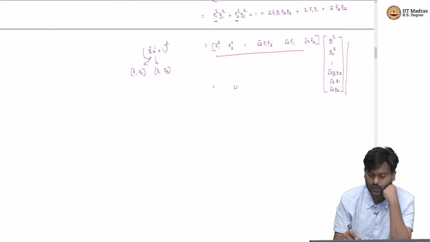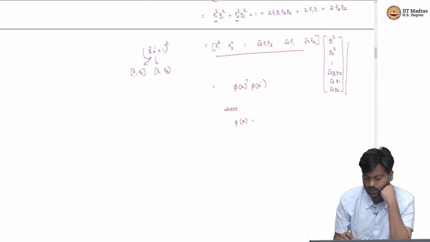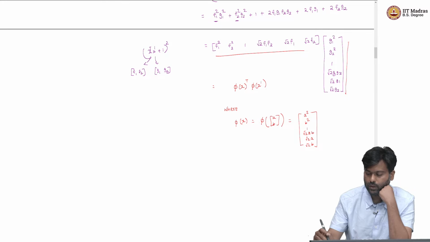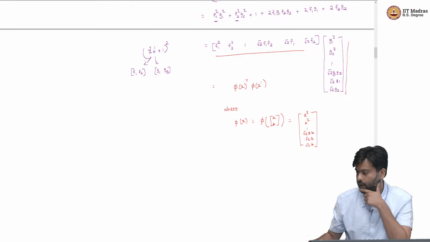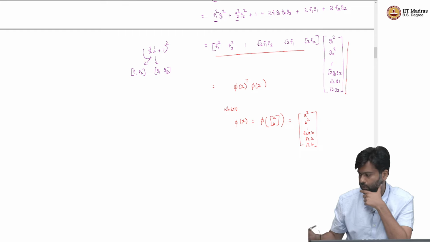So, basically I can think of this as phi of x transpose phi of x prime, where phi of x, with x being some vector a comma b, is just the vector a squared, b squared, 1, square root of 2 ab, square root of 2a, square root of 2b. Of course, if a and b are f1 and f2, I get this vector. If a and b are g1 and g2, then I get this vector, and then I dot that, I get what I want.